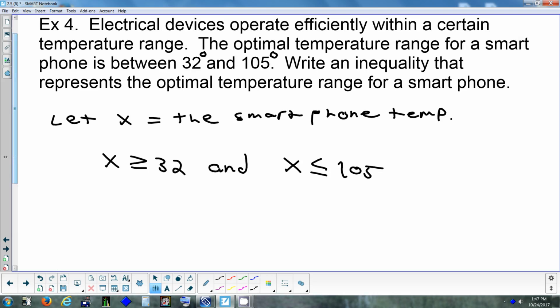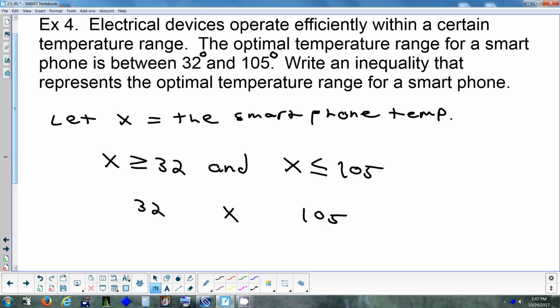Now, is that the only way to write the answer? No. That's a conjunction, so what can we do with the word and? We can put the x in the middle. What else? Where do we put the smaller number? On the left. What about the bigger number? On the right. In which way do my signs point? To the right? To the left? They have to point the same way.